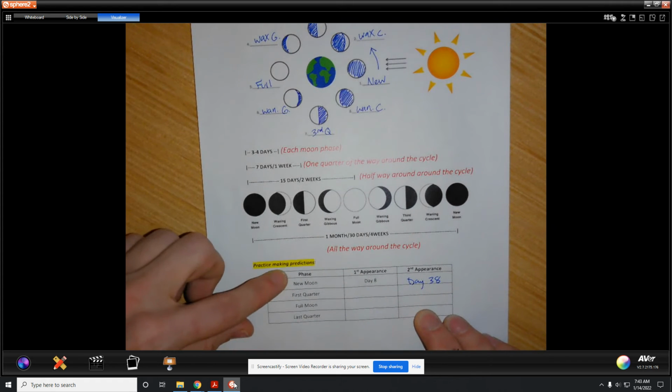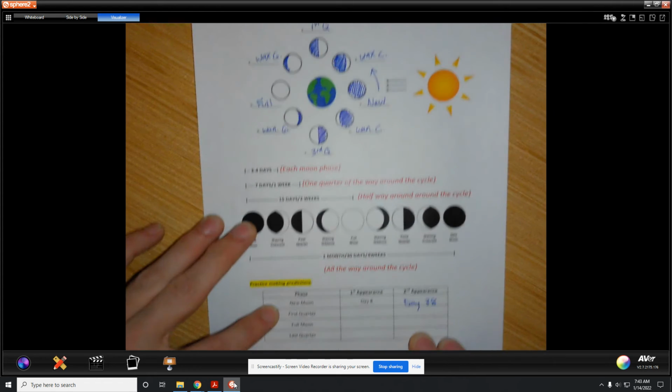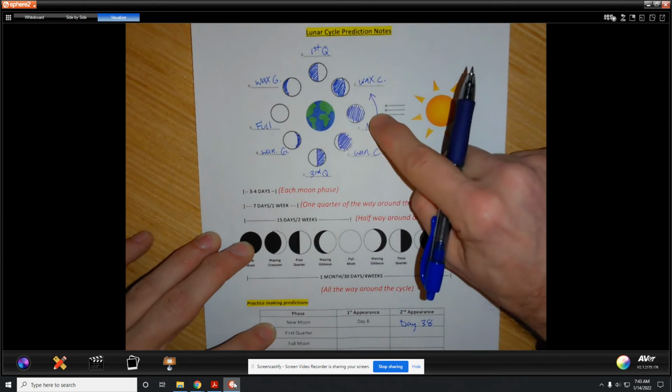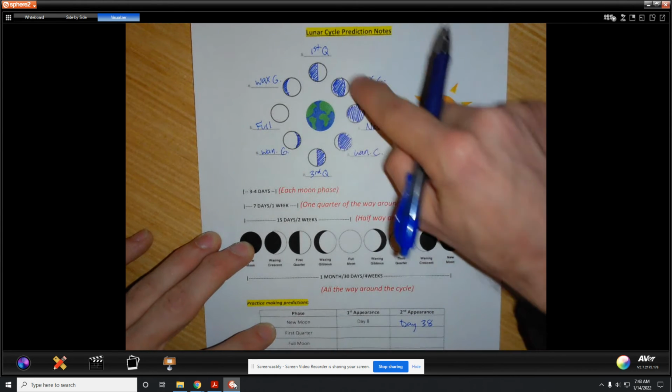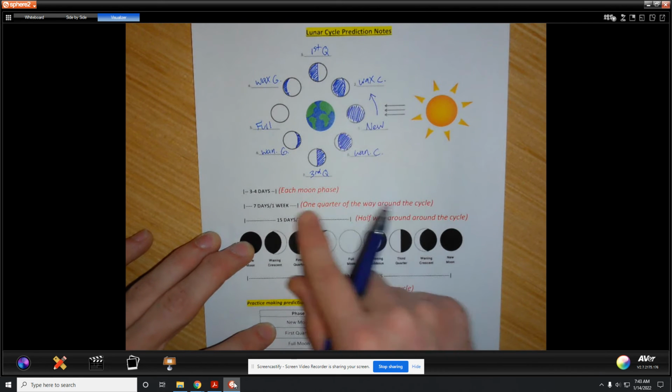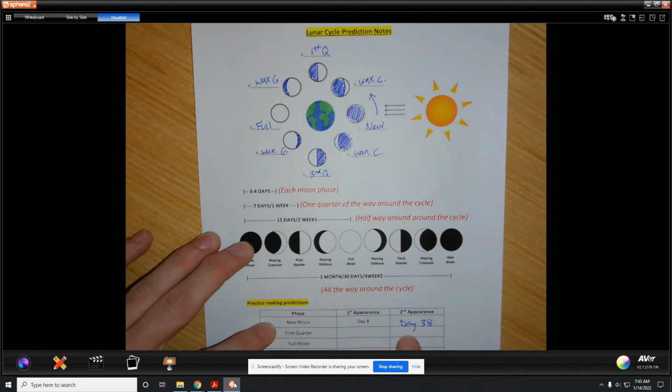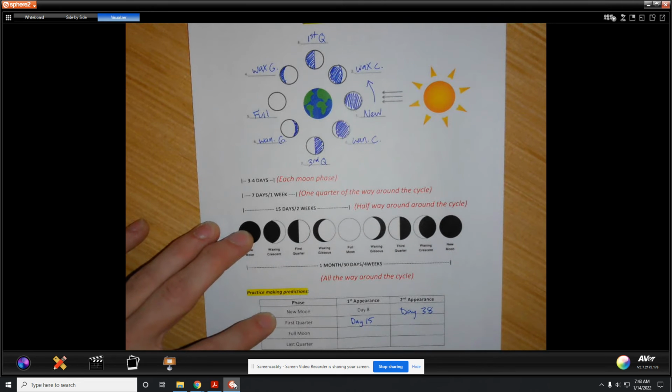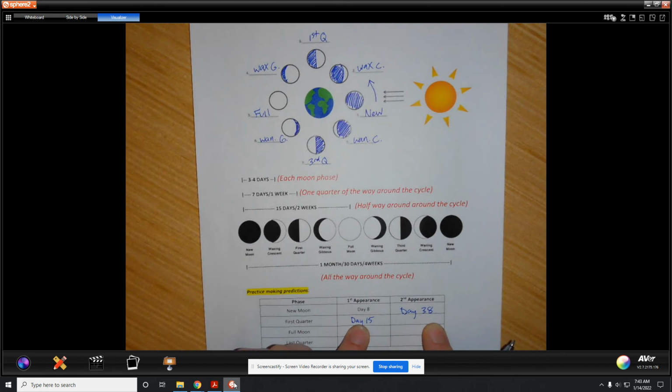So then from new moon to first quarter, how far around the cycle is that? Well, you have the new moon here and you go to the first quarter here. So that's 1/4 of the way around the cycle. And 1/4 is equal to about 7 days or 1 week. So we could put this about day 15. Whether you used day 14 or day 15, it doesn't really matter there. So then where is the second appearance going to occur? If that first appearance is at day 15, then the next one would be day 45 because you just add 30 to that one.